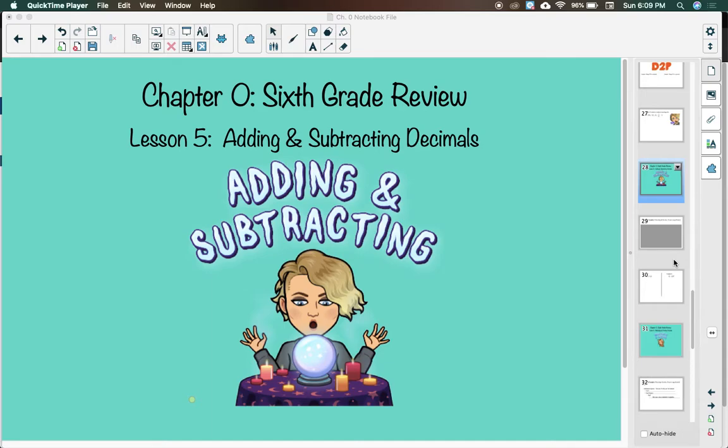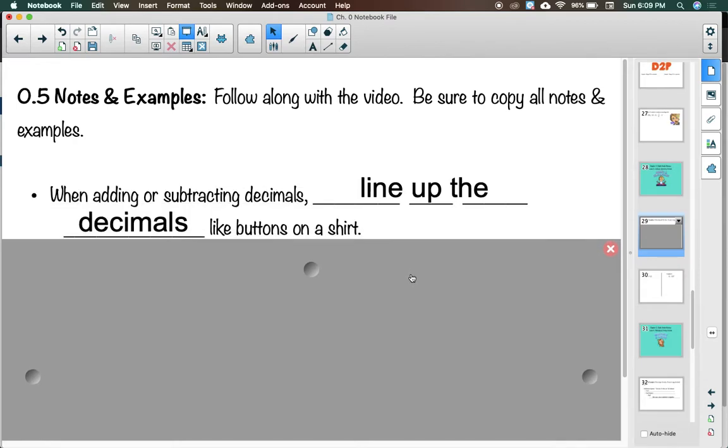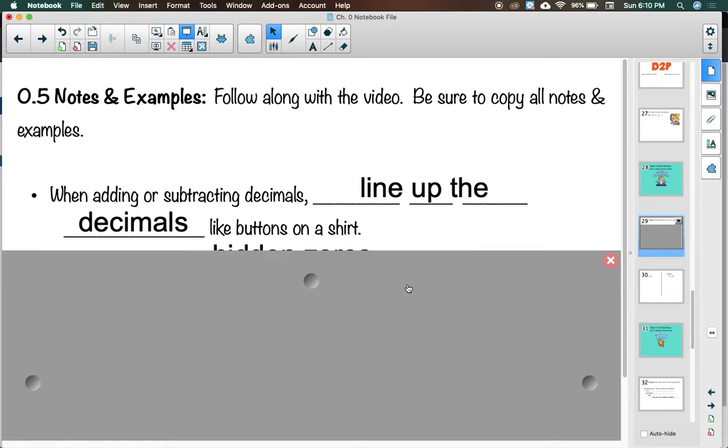This is the fifth lesson in Chapter 0. It's all about adding and subtracting decimals. So this is a quick lesson, not a whole lot of notes, not a whole lot of practice problems. First thing we want to talk about is how to add and subtract decimals, what the rules are.